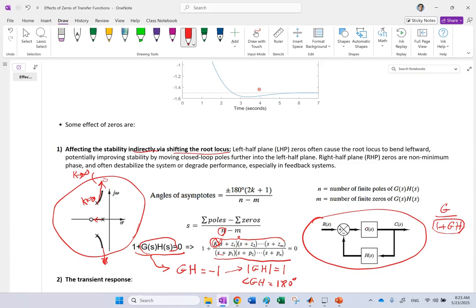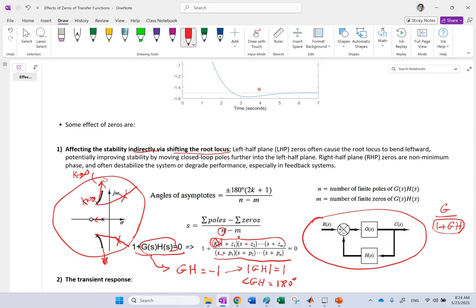Now, of course, if your root locus is such that it moves to the right half plane, that means for some of these gains, the closed loop poles of the system can be on the right hand side, and that means the system could go unstable. So you don't really want these branches of your root locus to move to the right side. It's always good to keep them on the left side, right?